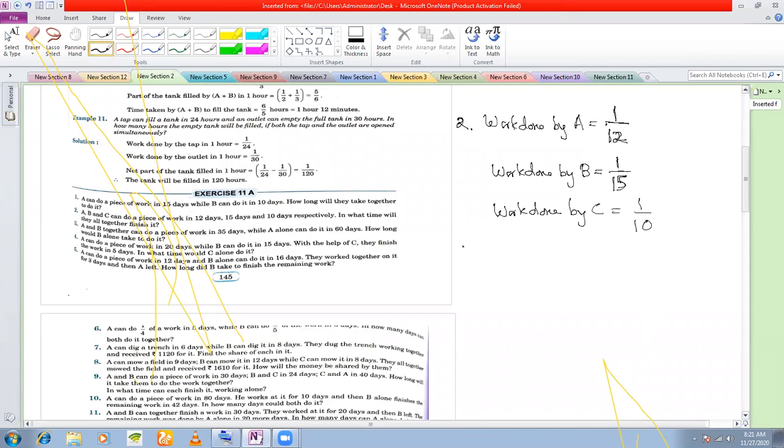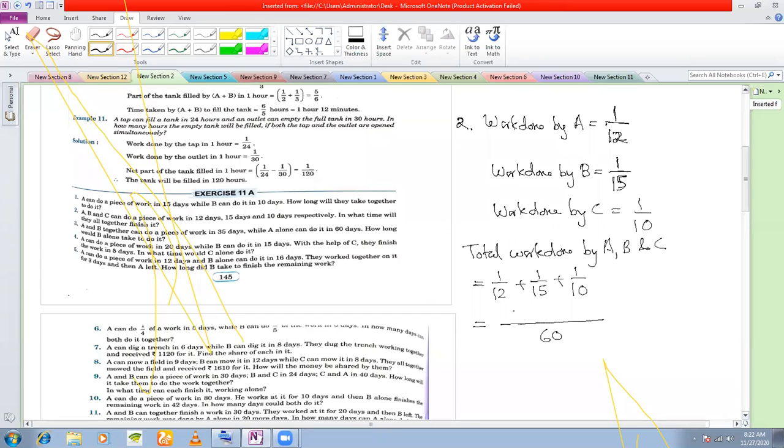So what is the total work done? Total work done by A, B and C is equal to 1 by 12 plus 1 by 15 plus 1 by 10. This is the total work done. Okay, let's take the LCM. The LCM of 12, 15 and 10 is 60, right?